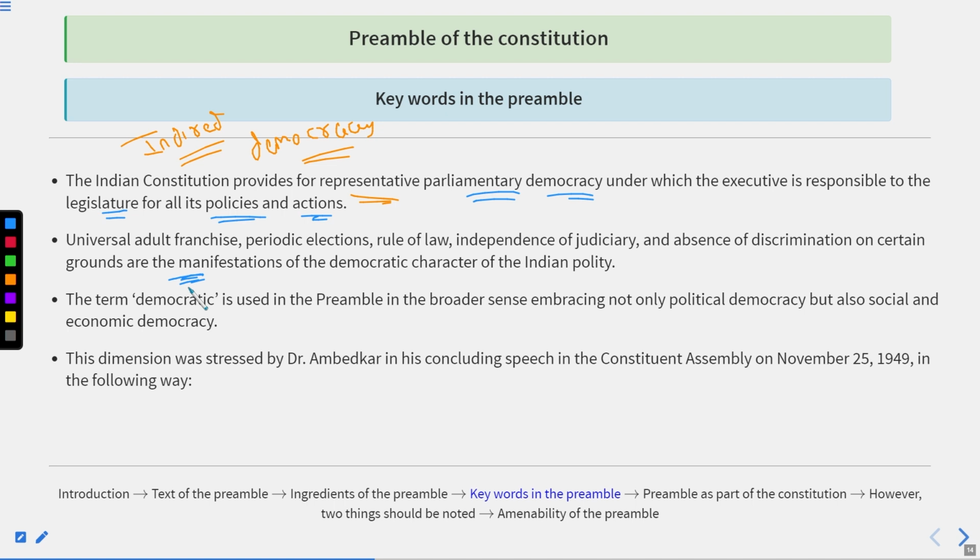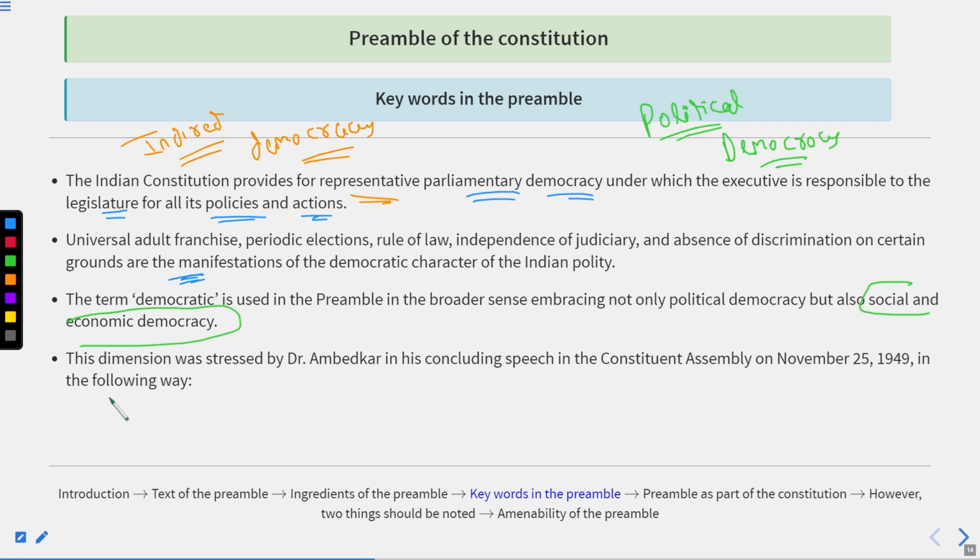The term democracy is used in the Preamble in the broader sense, embracing not only political democracy but also social and economic democracy. So basically, all the other factors provide the political democracy. The Indian Constitution does not only incline towards political democracy but also towards social and economic democracy. So remember this point also.